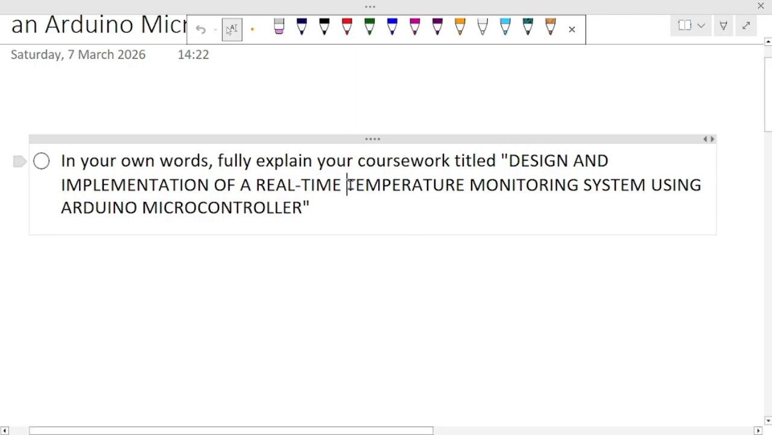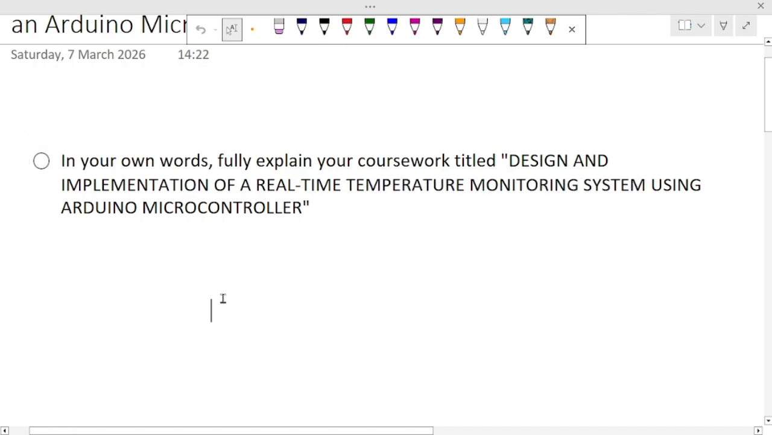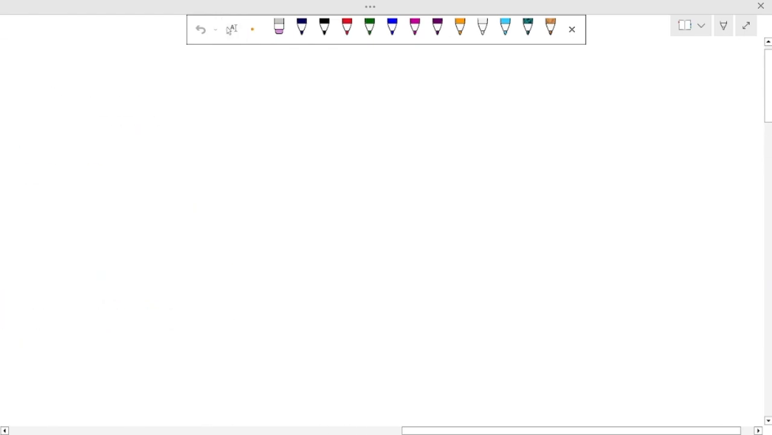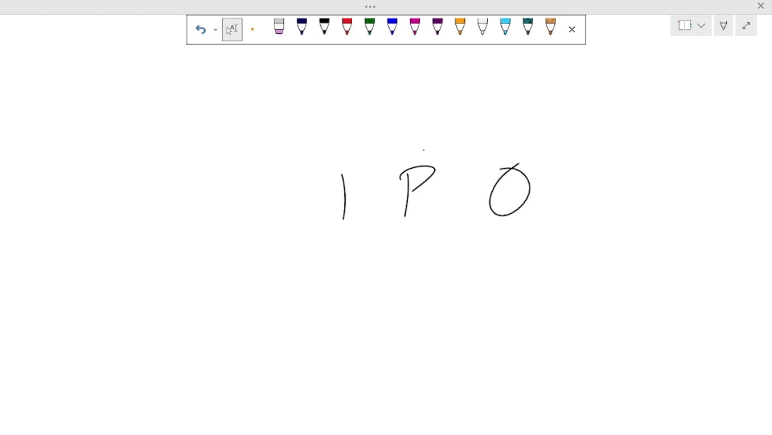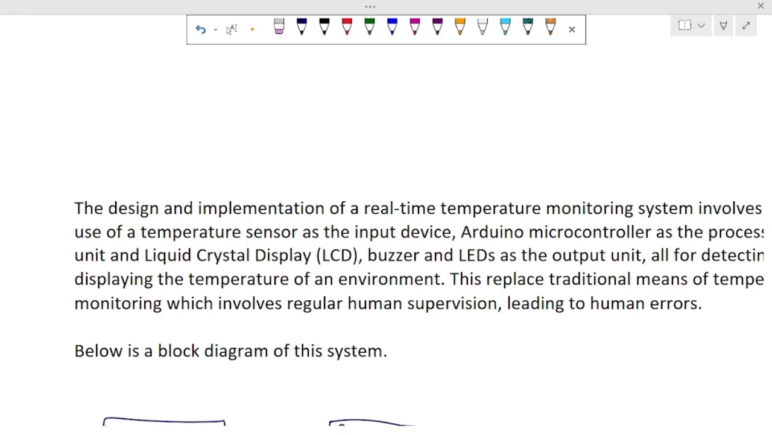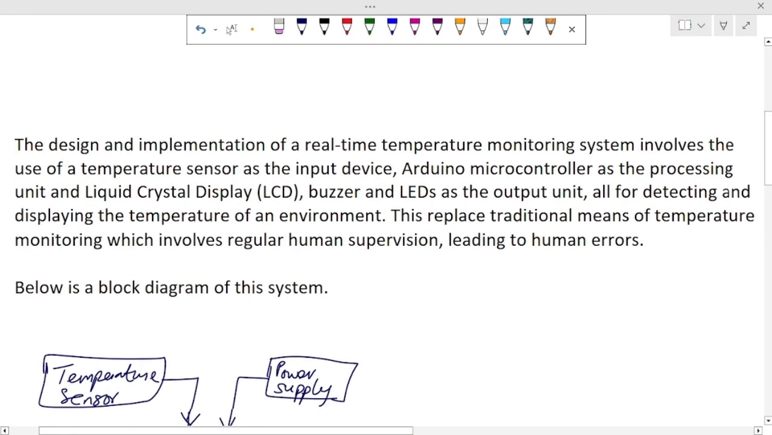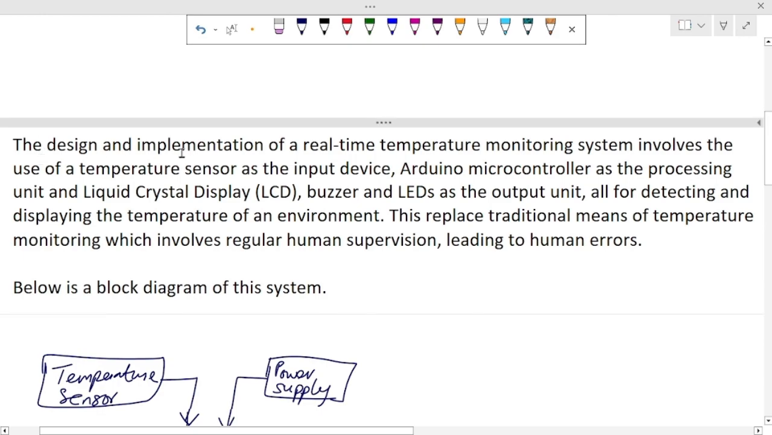So what are we designing and implementing? A temperature monitoring system. And for that temperature monitoring system we use Arduino as a microcontroller. Like I said in the other videos, we are working with the pattern: input, process, and output. Now, first of all, let's explain what this means. The design and implementation of a real-time temperature monitoring system involves what?